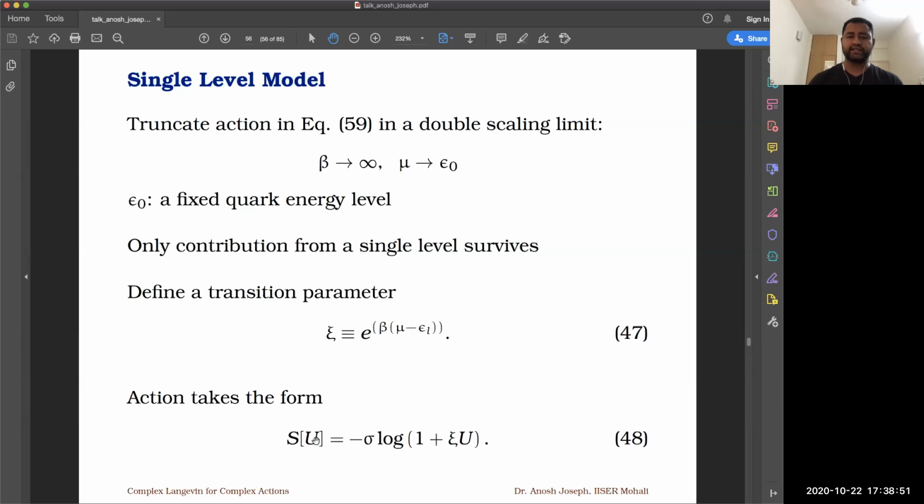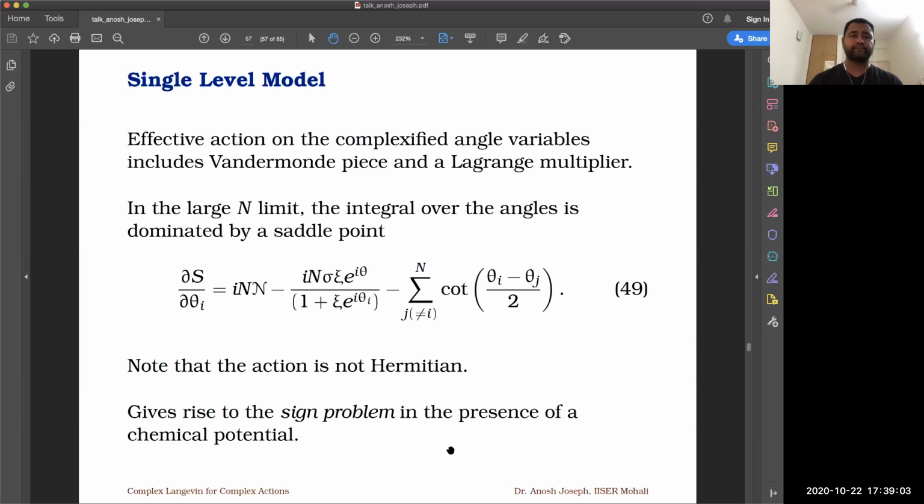The action takes this particular form in this single level model. There is no summation over L, only sigma and U, and psi is the transition parameter. We will vary psi and study the phase structure. The effective action on the complexified angle variables includes a Vandermonde piece and a Lagrange multiplier. This Lagrange multiplier imposes the SU(N) constraint. So the model, even though it is complex, has this SU(N) constraint.